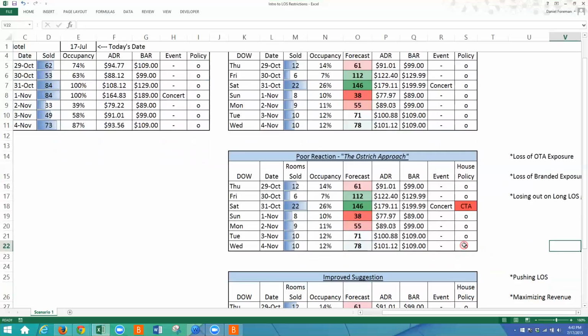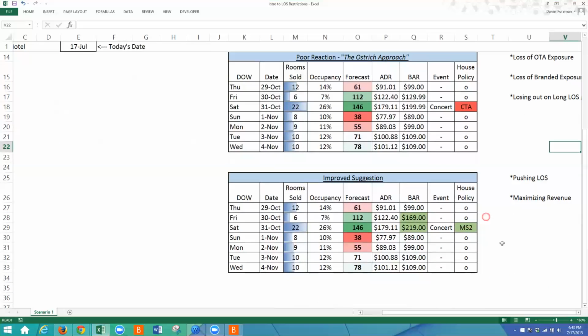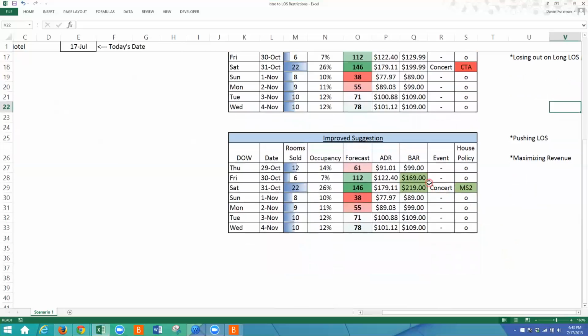So what I propose here is what I call the improved suggestion. So this is what I would do. I would start by driving rate a bit on that Friday, since we know that that unconstrained demand is above supply. So I've driven our bar rate to 169. And what I've done is put a min stay 2 on the Saturday, and I've driven the bar rate to 219. So the reason that I've done that is I'm still fine with picking up one-nighters on Friday, but for arrival on Saturday, they've at least got to give me the Saturday and the Sunday. So basically what this is going to do is push the length of stay. It's going to increase the average length of stay across all guests staying at the hotel. And also, it's going to help maximize revenue at the property.